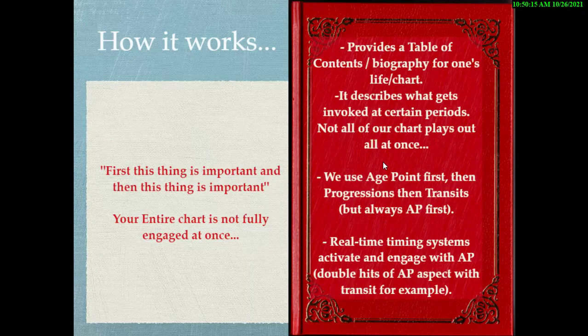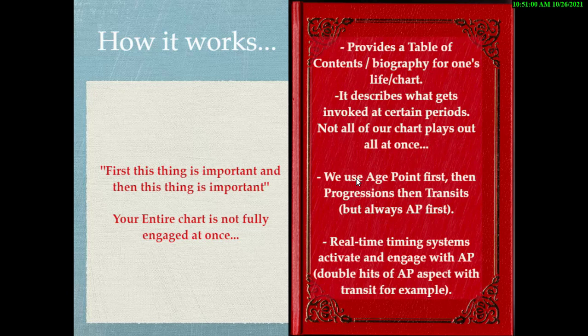Let's carry on. So how it works is it kind of provides a table of contents or a biography of one's life. It describes what gets invoked at certain periods. Not all of our chart plays out all at once, although arguably some charts do get a lot playing out all at once. The way we use age point is we always use age point system first, pretty much. And then we would use, for example, progressions or transits or whatever. But we always give the story of the backdrop by quickly looking at the age point system to see what's going on. And you can get a lot of information just by using age point system first.